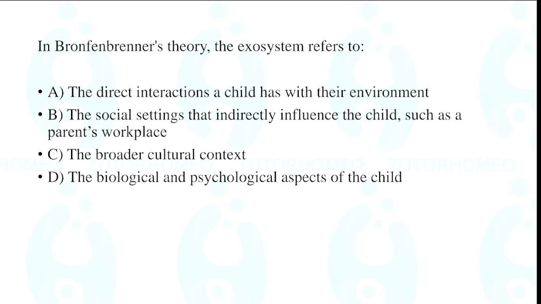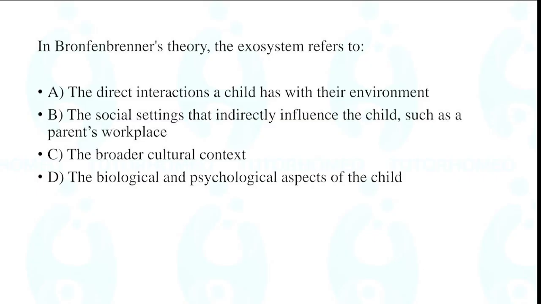In Bronfenbrenner's theory, the exosystem refers to. We finished the microsystem and macrosystem. Now the question is about the exosystem. So remember the macrosystem and microsystem, and we can cut off two options from here. When I talk about an exosystem, that includes the environment that a child may not directly interact with, but which still has an impact on their development.